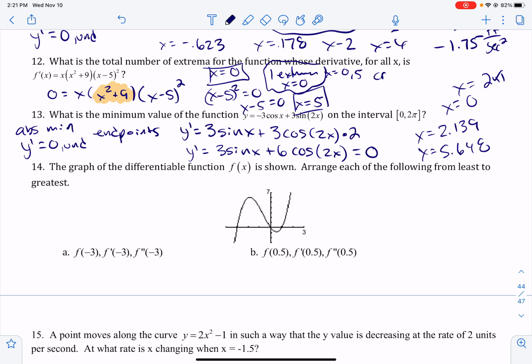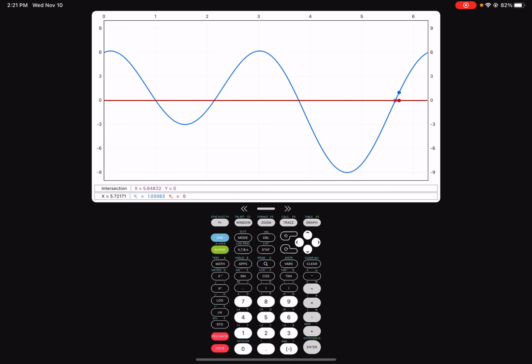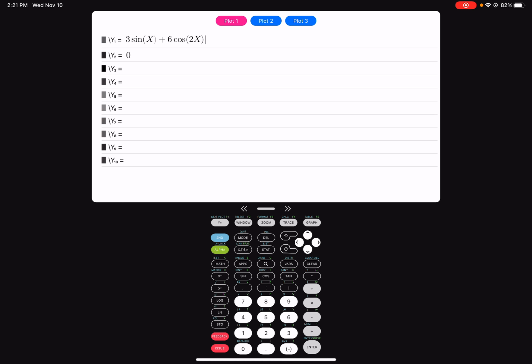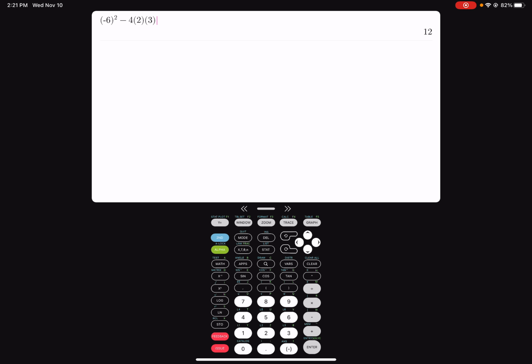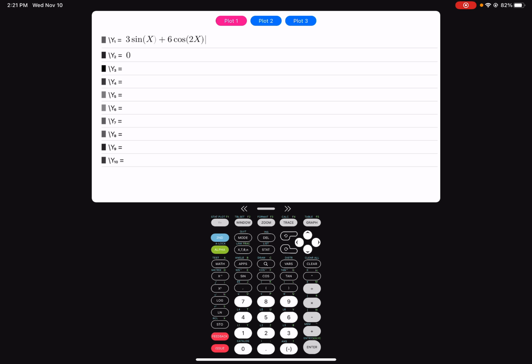So let's plug these in. We're going to plug them back into our original function. So on my calculator, I'm not going to make the mistake of plugging them into my derivative. Where did my y equals go? There we go. My original function was what? -3 cosine of x plus 3 sine of 2x. I hope. And let's go to the table, second table.